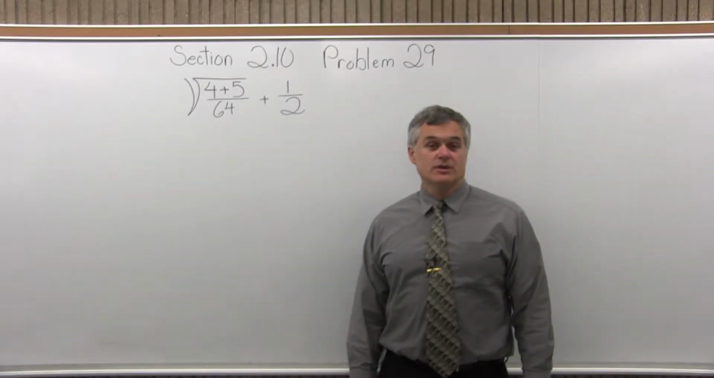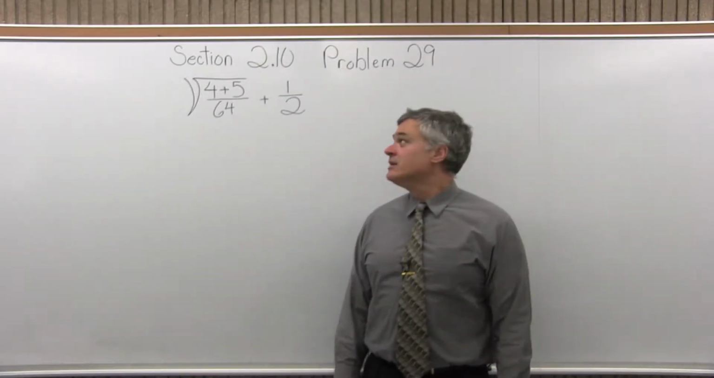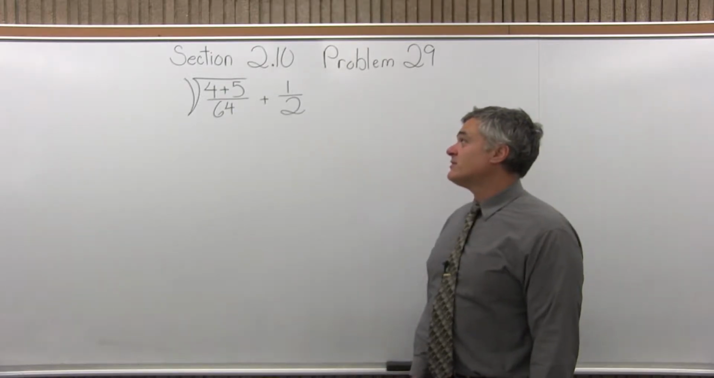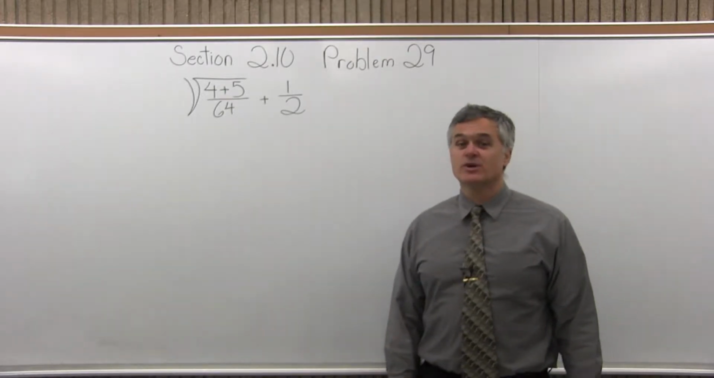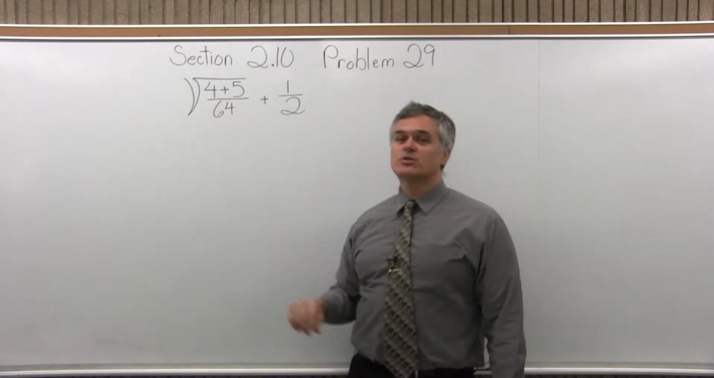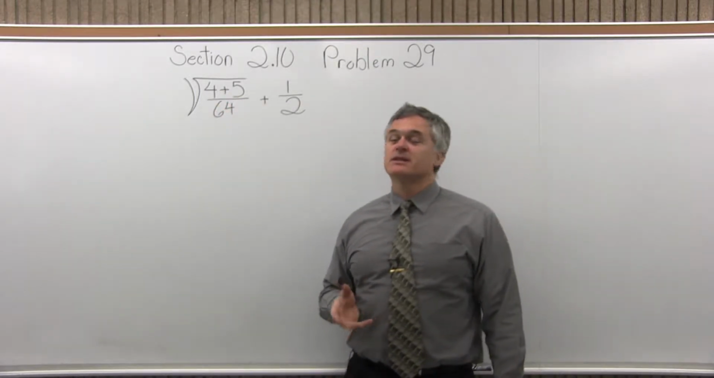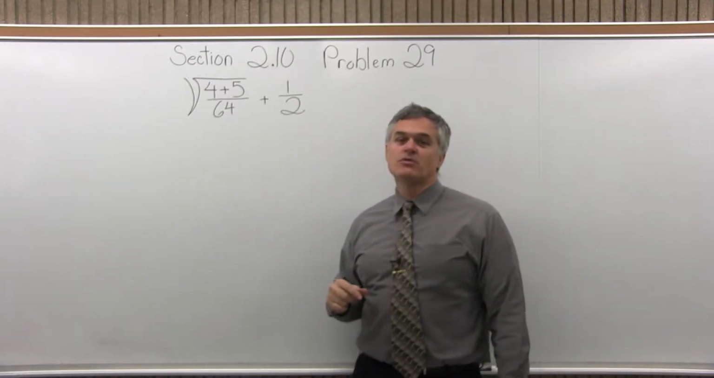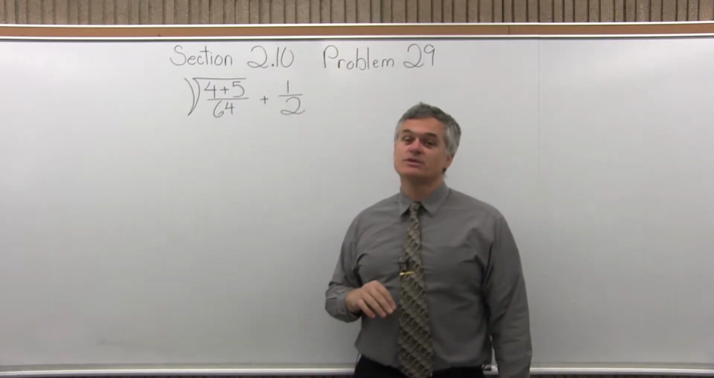This is Section 2.10, Problem 29. We have the square root of 4 plus 5 over 64, plus a half. So there's quite a few things going on in this problem. There's two different additions and there's a square root. Ordinarily I'd say you have to do the square root first. But overall, if you have parentheses, you need to do parentheses first.